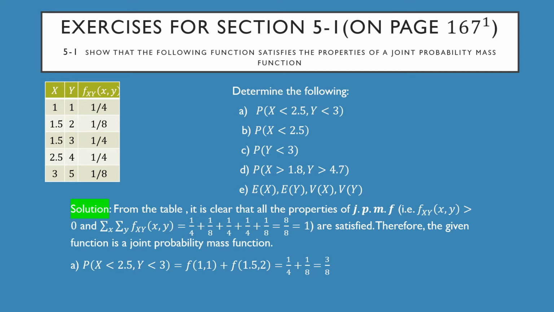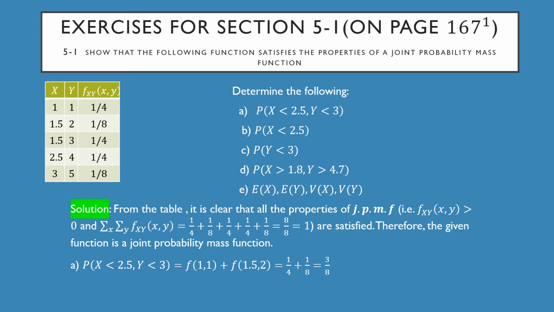So we will now use the joint probability mass function values to find out the probabilities asked in part A until part D, and later on the mean and variances for the two discrete random variables. So let us have a look at the question given in part A. The question is probability of x less than 2.5, y less than 3. So here we have to find the probability for a discrete random variable x less than 2.5 and a second discrete random variable y less than 3.